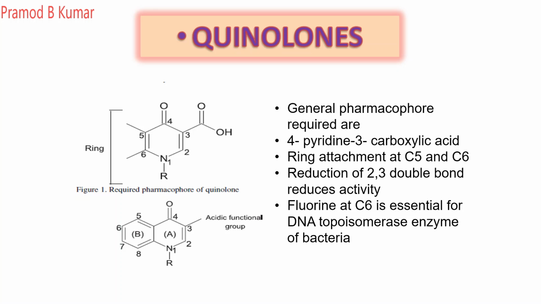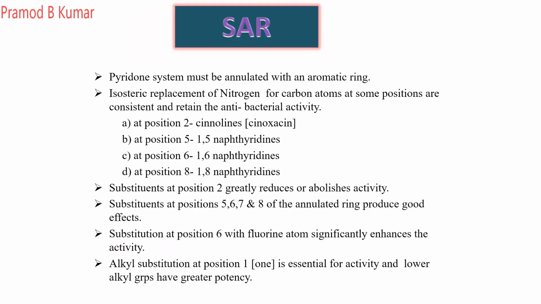Now let's go into further details of the SAR. As I mentioned, the pyridone which is annulated to an aromatic ring is the major requirement for your quinolones. So if you replace a carbon with a nitrogen, it is an isostere. Isostere means you can replace it. The activity will be similar because of the similar electron density. So if your carbon is replaced by a nitrogen at some position, then you can retain the activity.